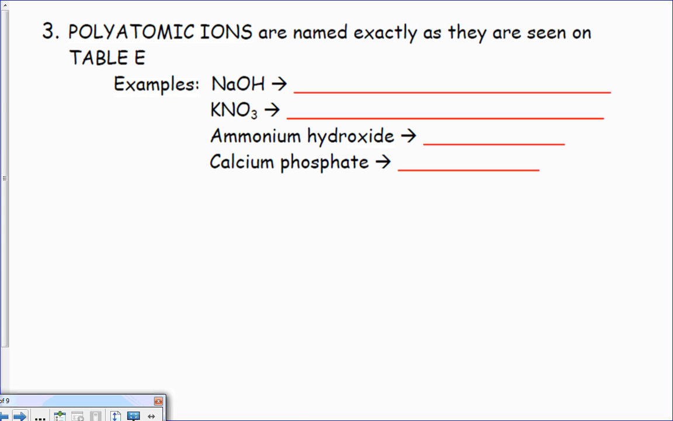Polyatomic ions, many atoms put together to form an ion. What we do is we just use the name straight out of the reference table. So we see sodium, so that's just sodium. And if I go to table E, I'm going to see that OH is something called hydroxide. So we don't change the name. We just call it what it is. Okay? And then on table E, when we look at the next polyatomic ion, I see NO3.